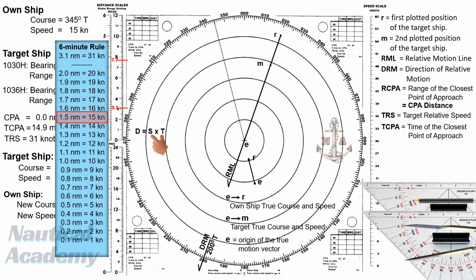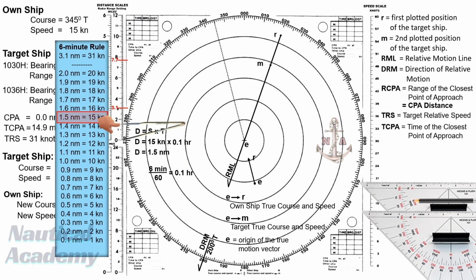Distance is equal to speed times time. Own ship speed is 15 knots multiplied by the steaming time, which is 6 minutes, but we need to convert 6 minutes into an hour, and that is 0.1 hour. The distance is 1.5 nautical miles. The 6-minute rule is faster than doing the calculations.